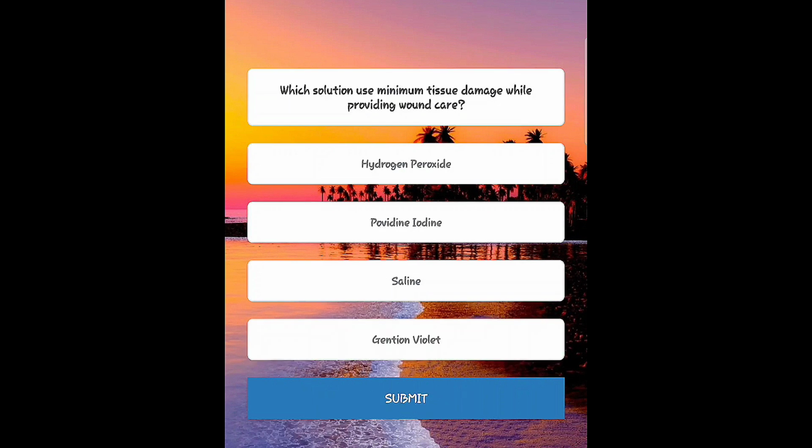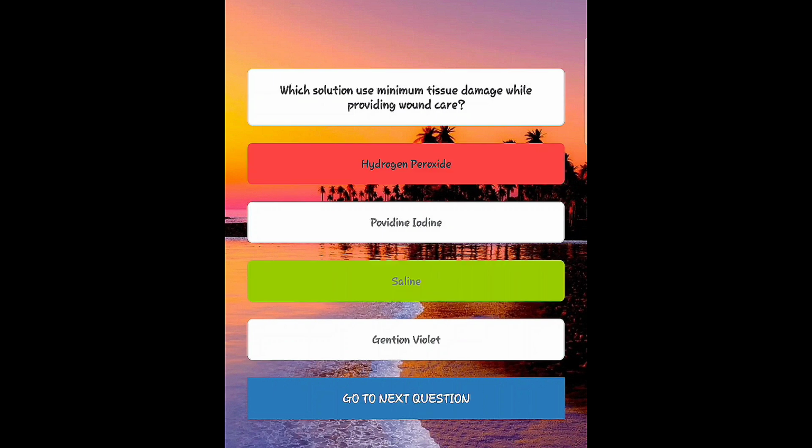Which solution used causes minimum tissue damage while providing wound care? Option A says hydrogen peroxide, B says povidone iodine, C says saline, D gentian violet. I think it should be hydrogen peroxide. Saline, okay. Well, let's go to the next question.